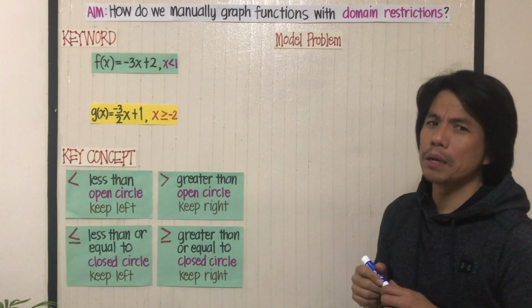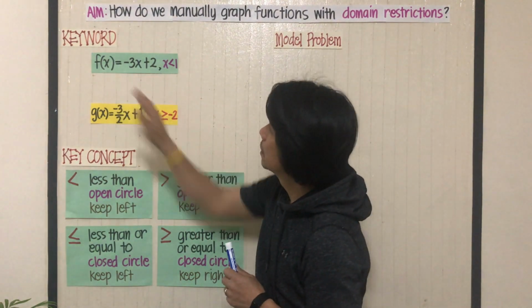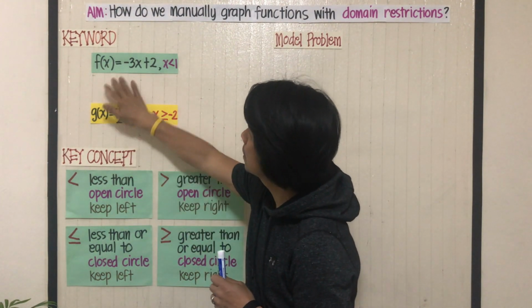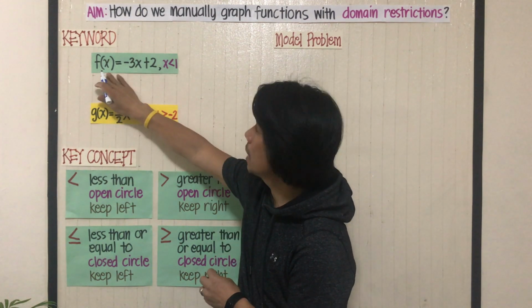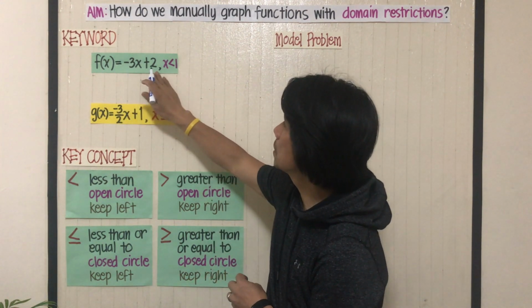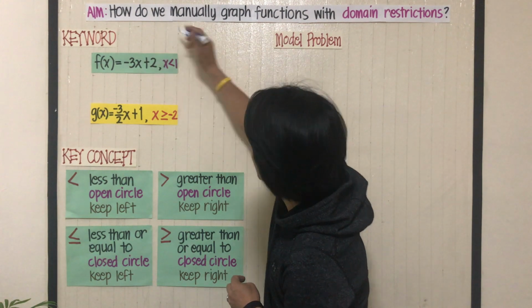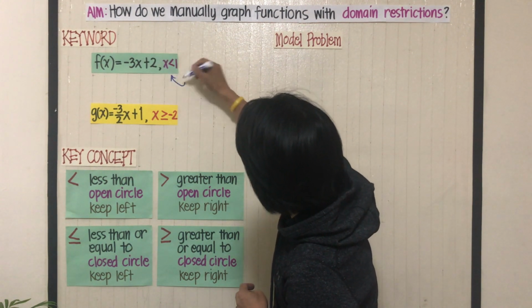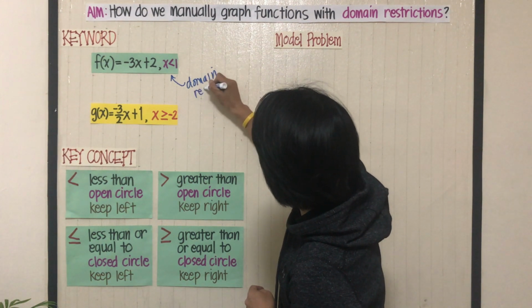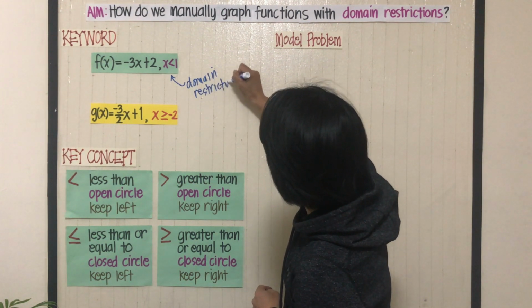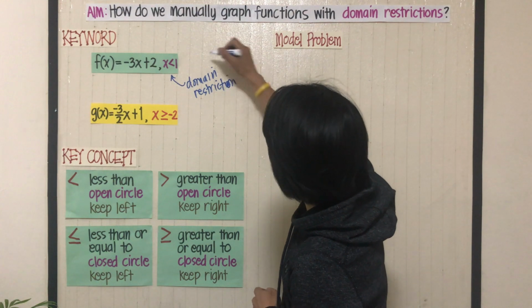What do we mean by domain restriction? Here are examples of functions with domain restriction. The first function is f of x equals negative 3x plus 2. That's the function, and this part is the domain restriction. It is also known as the interval.